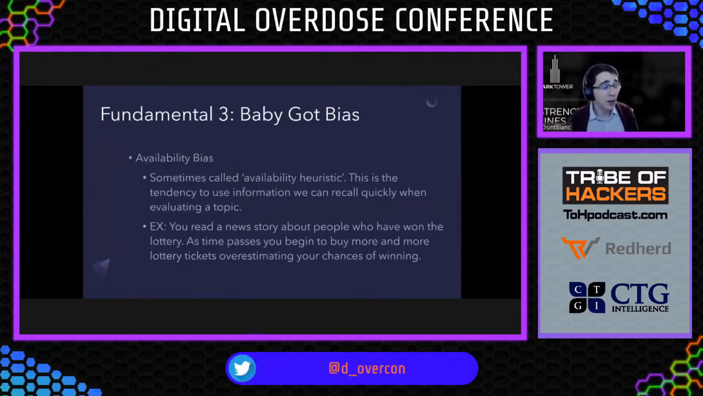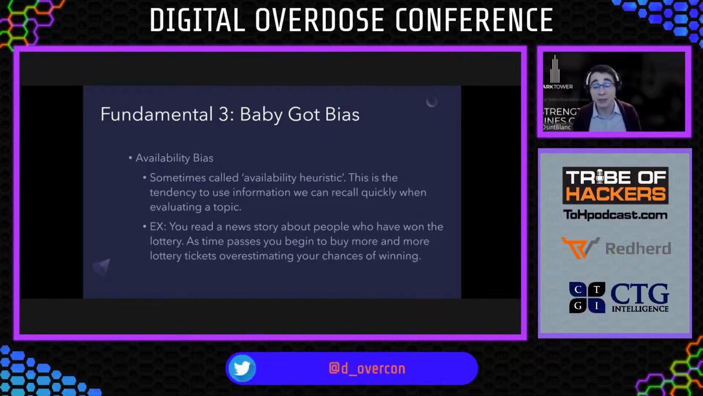The second bias I want to talk to you about is availability bias, sometimes called the availability heuristic. This is the tendency to use information we can recall quickly when evaluating a topic. For example, you read a news story about people who've won the lottery, and as time passes, you begin to buy more and more lottery tickets, overestimating your chances of winning, despite the fact that there's a very high statistical probability that you're not going to win.